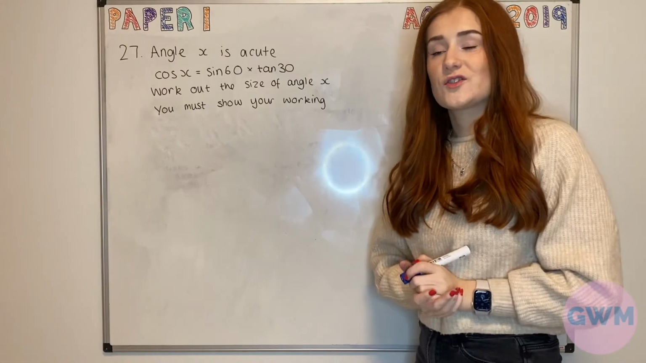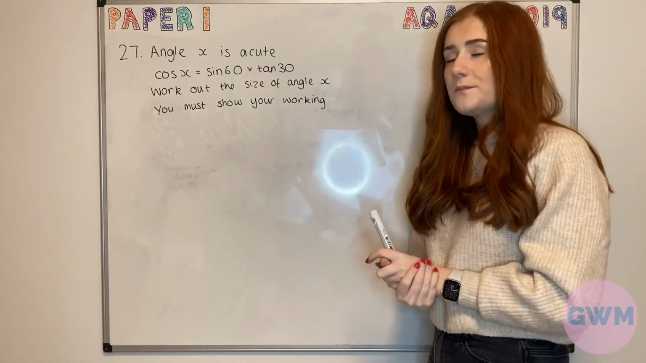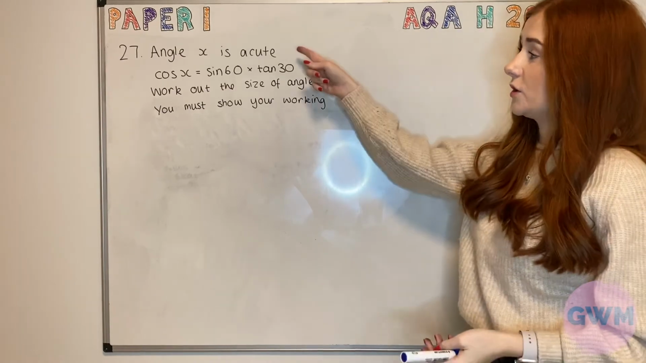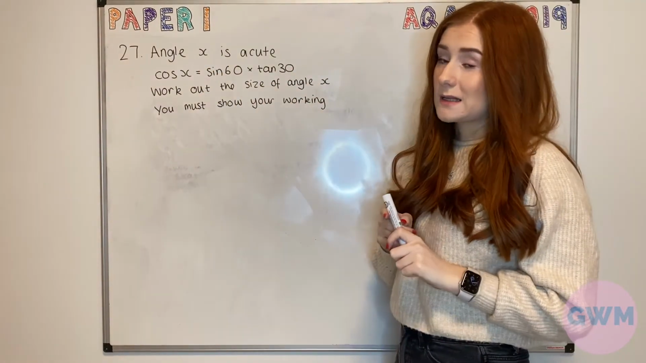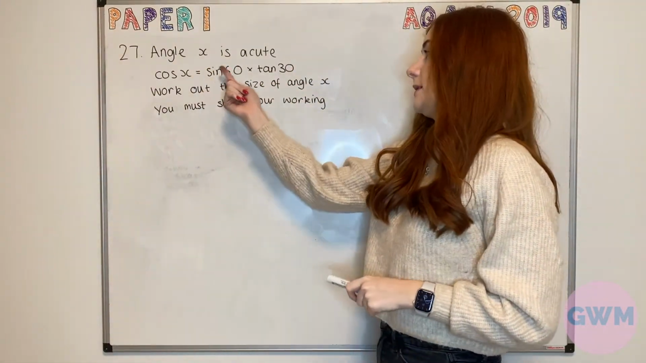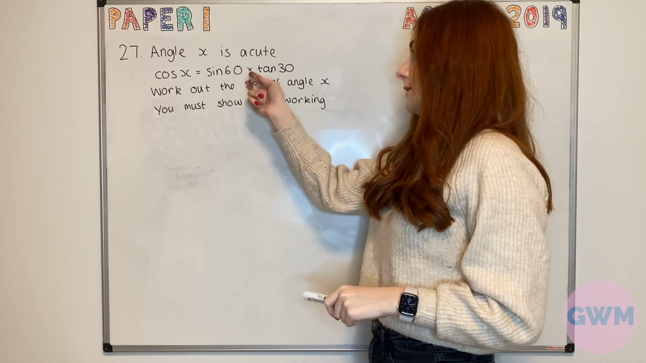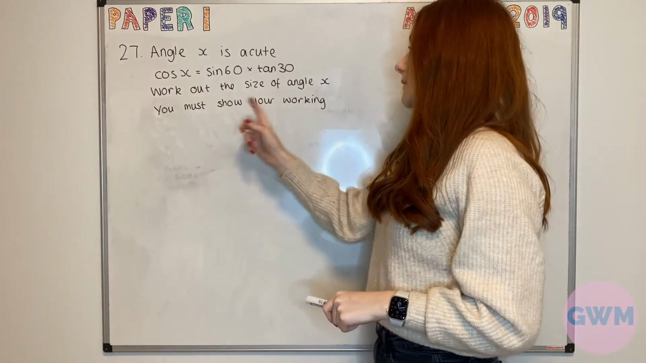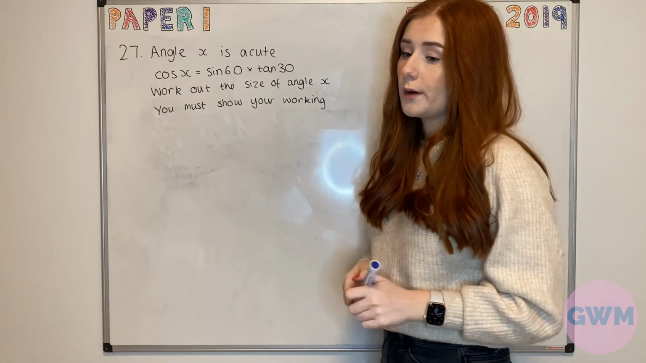The last question, we're finally there, and it says angle x is acute. So remember that means it's less than 90 degrees. Cos of x is sine of 60 times tan of 30. Work out the size of angle x. You must show your working.